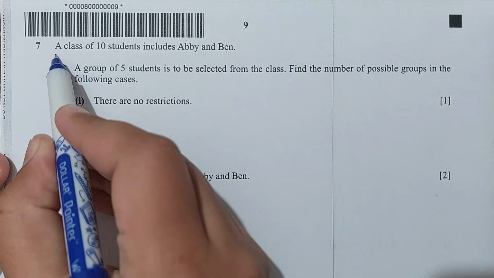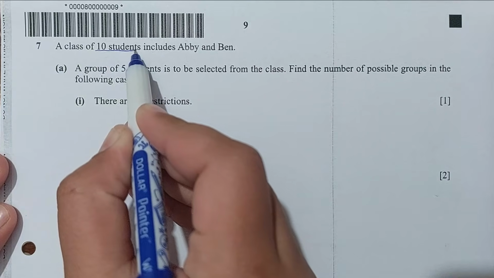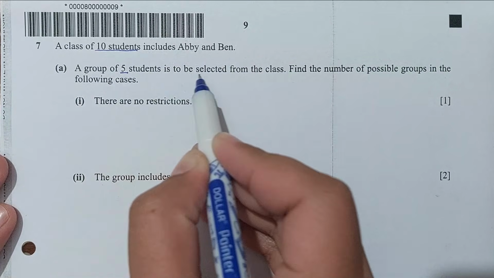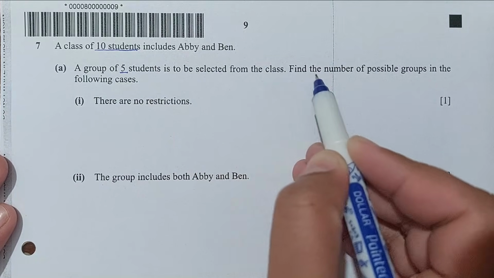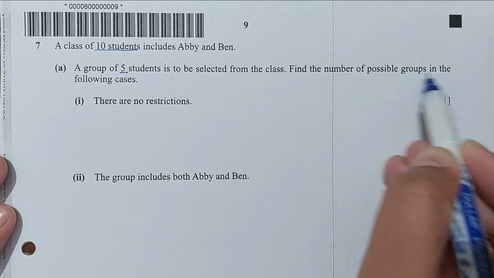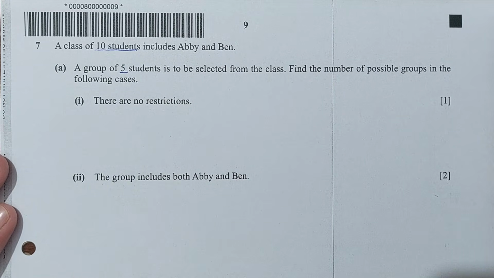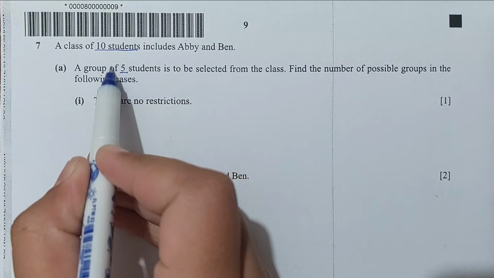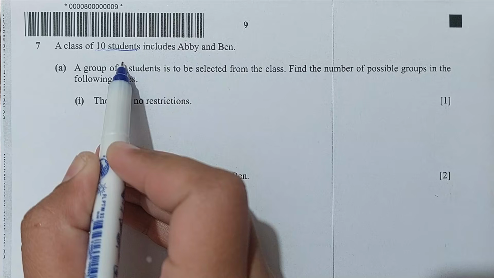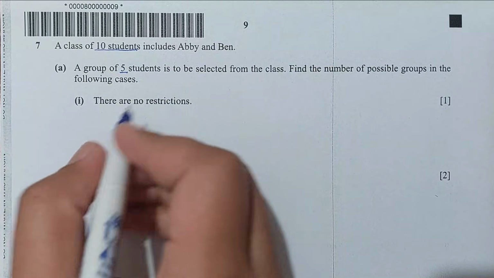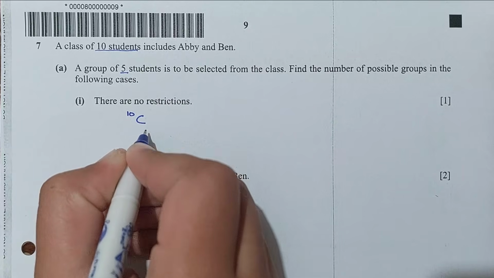Question number 7. A class of 10 students includes Abby and Ben. Part A. A group of 5 students is to be selected from the class. Find the number of possible groups in the following cases. Number 1, there are no restrictions. So the number of ways to choose a group of 5 students out of 10 students in the class, we have to use the combination formula 10C5.